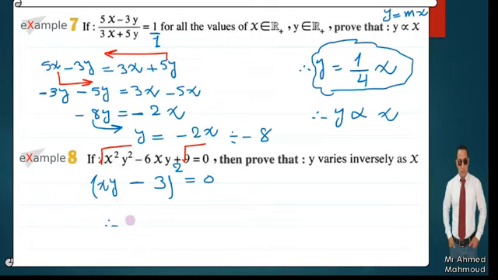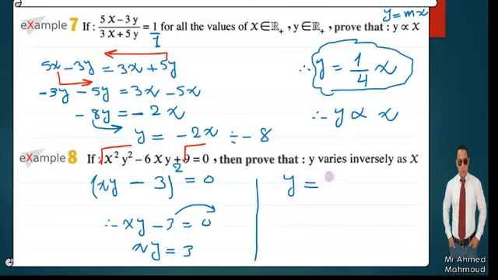Therefore, xy minus 3 equals 0. Send 3 there. Then xy equals 3. And I need to prove y varies inversely as x. So I will send x there to be like this: y equals 3 over x. Now, y equals 3 over x, exactly as y equals m over x. Therefore, y varies as 1 over x. This is an inverse variation.